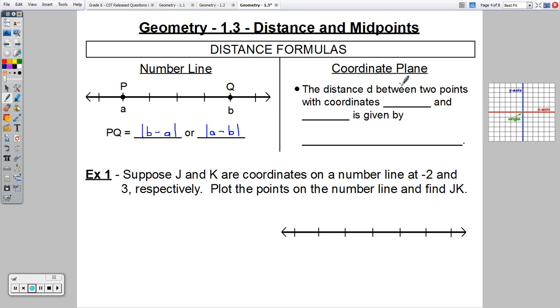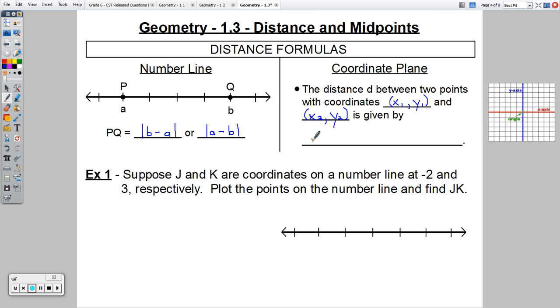And for the distance D between 2 points with coordinates x1, y1, this should look familiar, I think, from algebra. x1, y1, and x2, y2. And notice this is a little subscript. This is not a big number 2. It's a small number 2 written as a subscript right next to the larger x and y letters there.